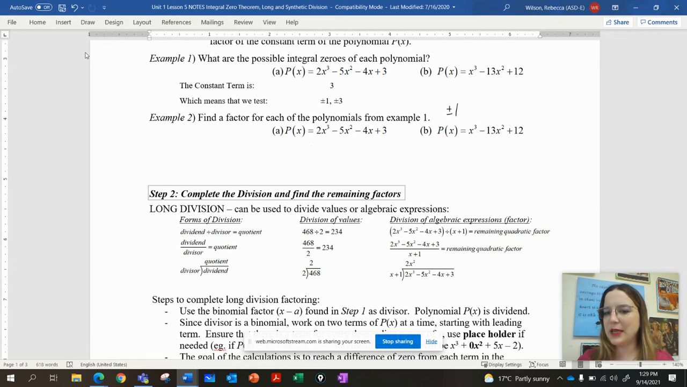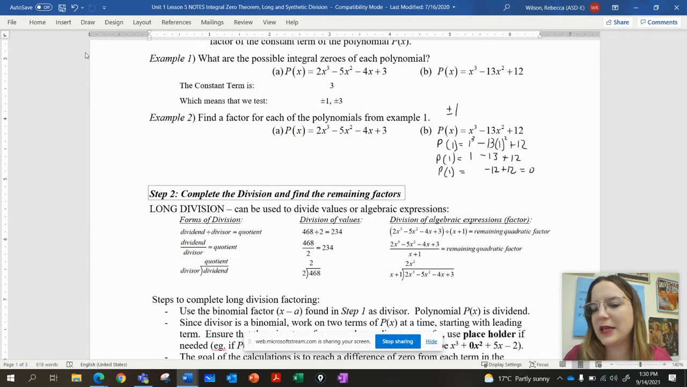So if I start by plugging in 1, what's 1 to the power of 3? 1. Okay, so 1 minus 13 plus 12. What's 1 minus 13? Negative 12. And what's negative 12 plus 12? 0. Okay, so that tells me that with a factor of 1, I get that remainder of 0 that I want.